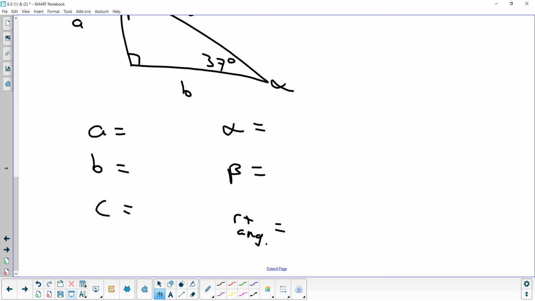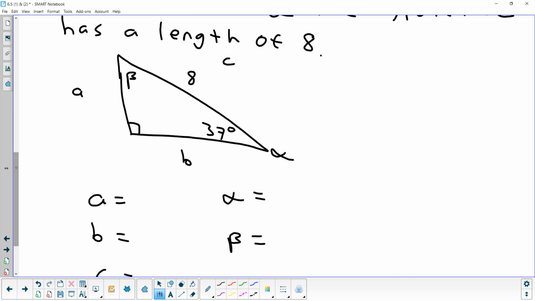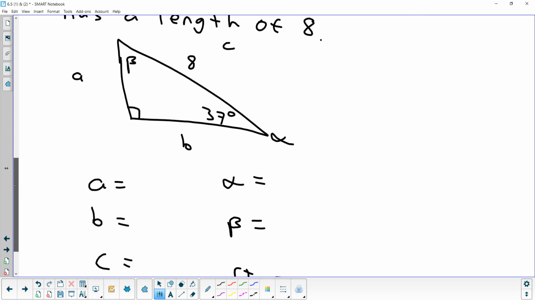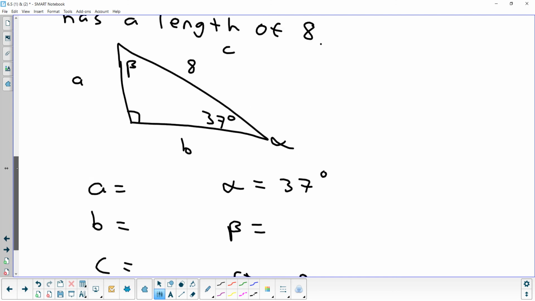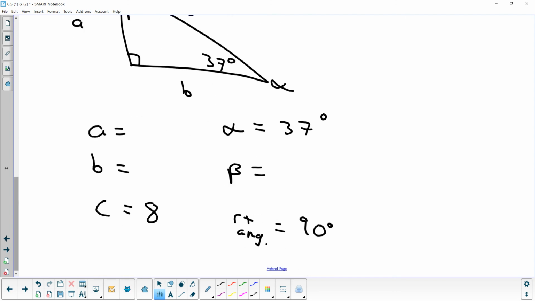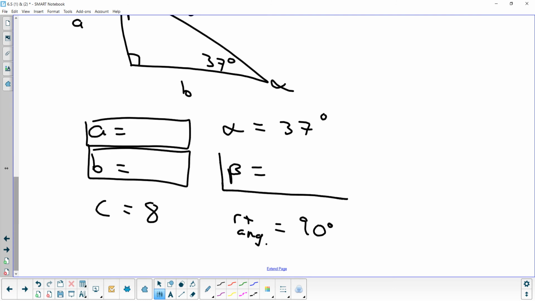You don't have to give a name to the third angle because it is always going to be 90. When we do this again in the future, we're going to do it when it's not 90, and we'll give it a name. But for now, we'll just call it the right angle. And we know alpha is 37. And we know C is 8. All right, so I need to find A, B, and beta.